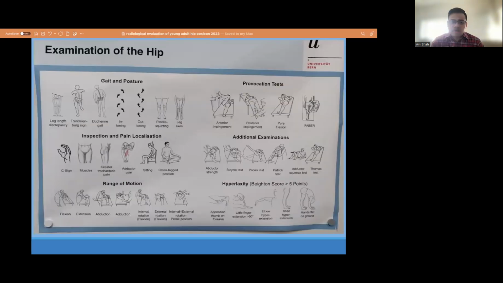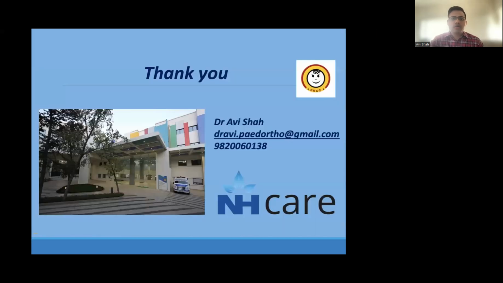So this is a chart. I recently just visited Bern. So this is a chart which they have in their clinic walls to see what all examination points that they should do so that you do not miss at least these basic examination steps. So thank you so much. So that is for the examination.